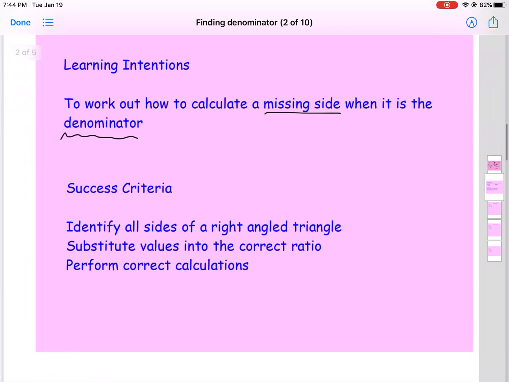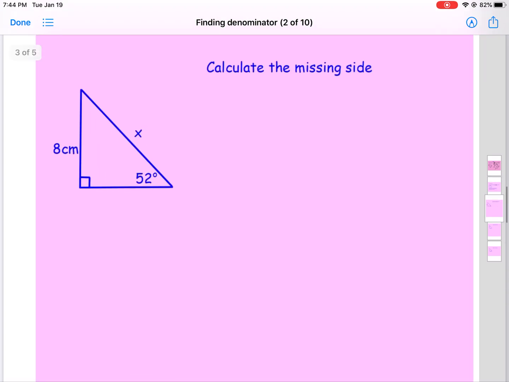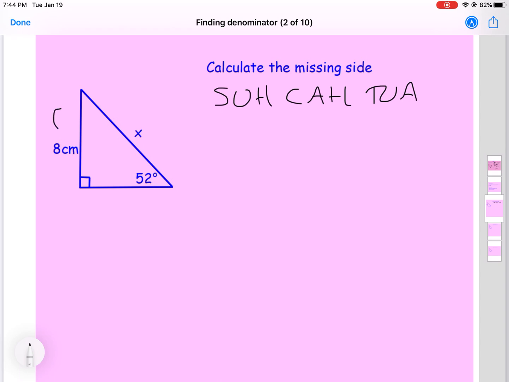In this case then, it is going to be on the bottom of the fraction that we have to find that x. So the first triangle that we're going to look at is this one here. As before, we are still using SOHCAHTOA and we are still labelling our sides. So in this case, the opposite is where the 8 is, the hypotenuse is where x is, and the adjacent is left over. We are given O and H, so again we're using sine.